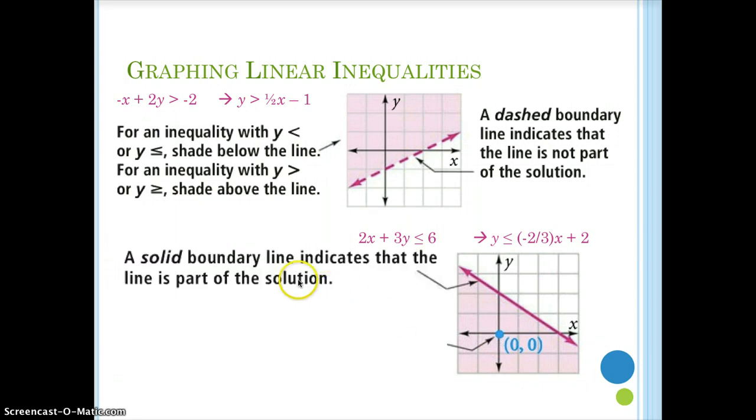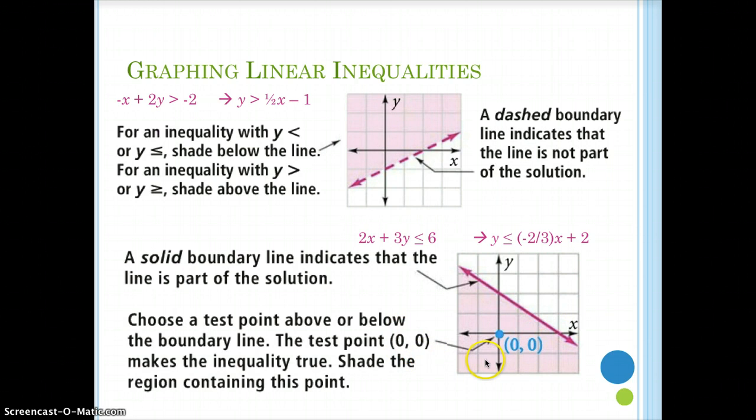Here they're reinforcing the idea that the solid boundary line means that we have the line's part of the solution. So as a test point, we could actually pick something that's on this line here. We could pick 2, 0 right here, or 0, 2 up here, and then 3, 0 down here. And here they're showing us that we use the test point to see whether or not we shaded in the right direction.